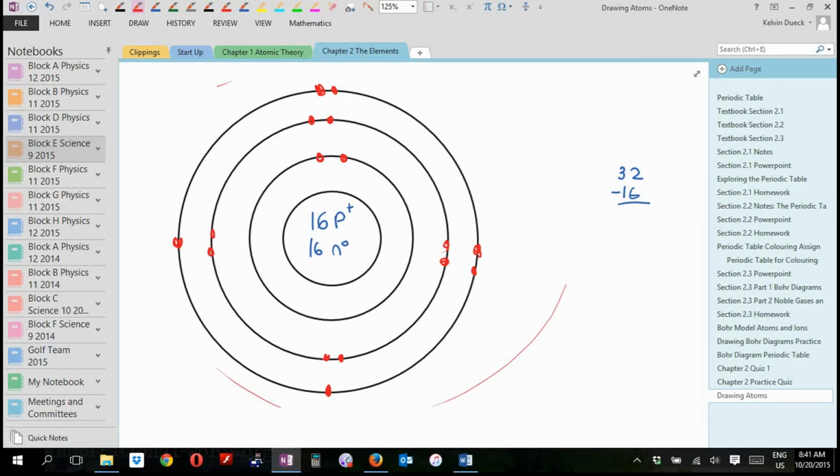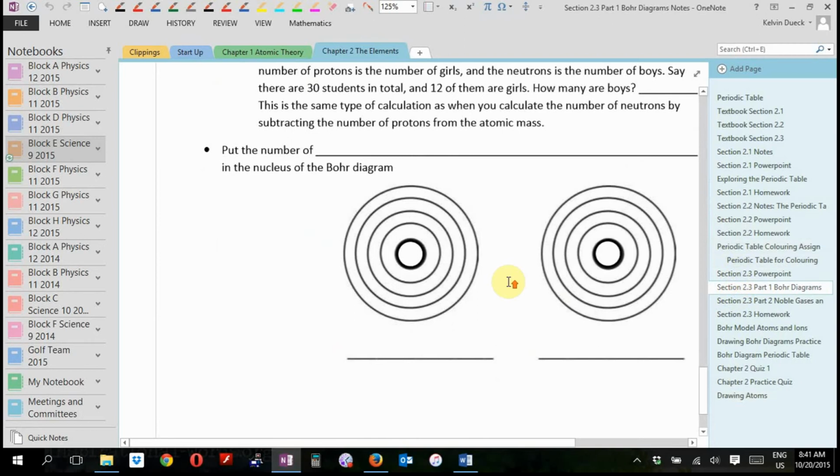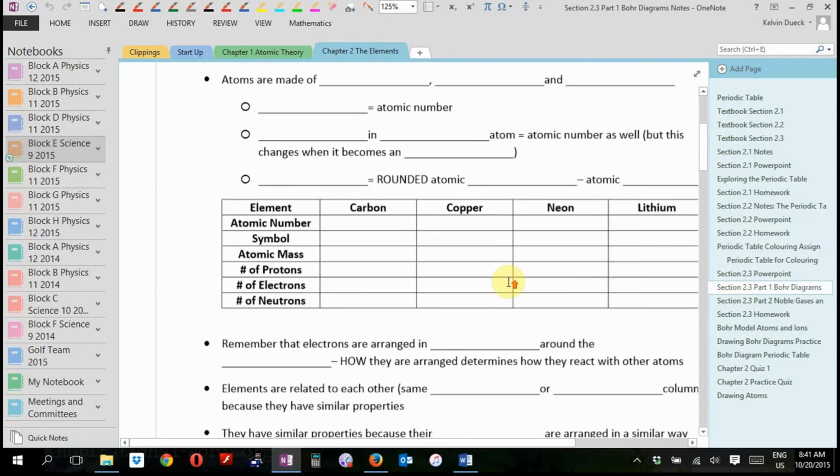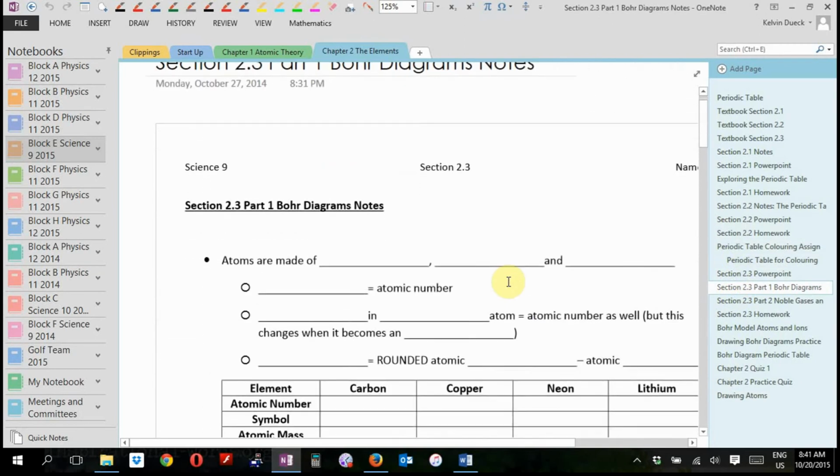So if you want to get out the section 2.3 Bohr diagrams notes, that was this one here. We're going to go for about a half hour or so, and then I'm going to hit pause because our goal is no homework for the long weekend. We started this last class.